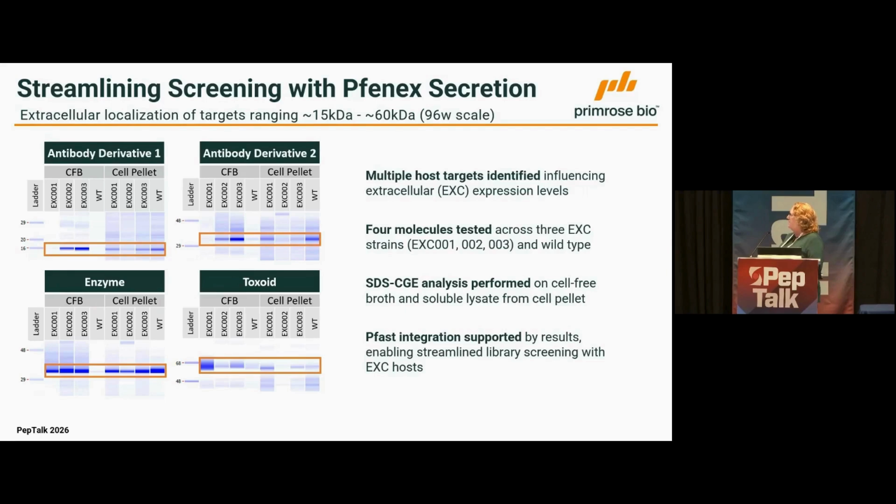The cell pellets are lysed, and we run out the soluble fraction just to see what's left inside the cells. And then we look at the extracellular media, the cell-free broth, as well. And you can see for these different test proteins, depending on the protein, different host cell modifications are allowing that protein to get out into the cell-free broth. So we're finding that a number of these modifications are allowing proteins of varying sizes and types to get out into the extracellular media.